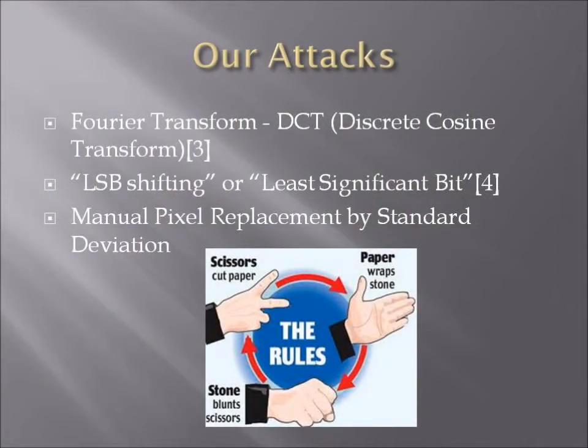The attacks that we have researched thus far for modifying the watermark are least significant bit sharing, which is LSB for short, discrete cosine transformation, which is DCT for short, and pixel substitution. We were able to successfully implement the first two plans of attack, which are LSB and DCT.